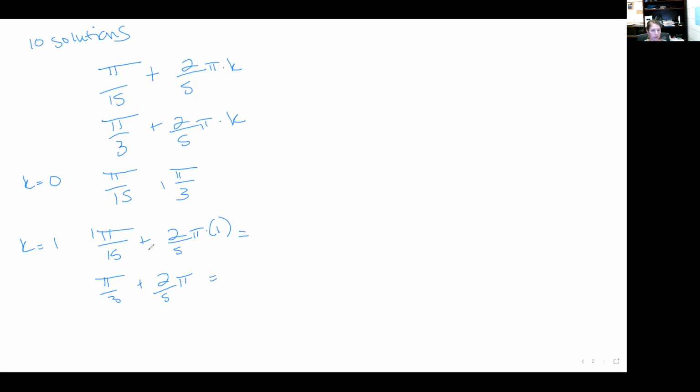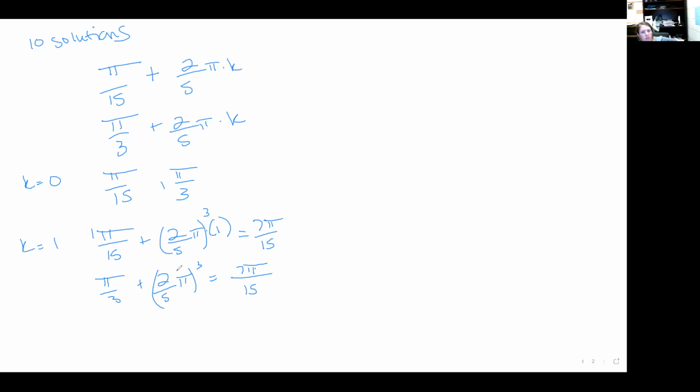And you end up with 7 over 15 pi. Now you can also say, what are common denominators here? A 3. So 6 pi over 15, which would be 7 pi over 3. And the same thing here, you'll multiply this by 3. So that's 6 pi, so that's 7 pi over 15. But again, you can just enter these in the calculator.